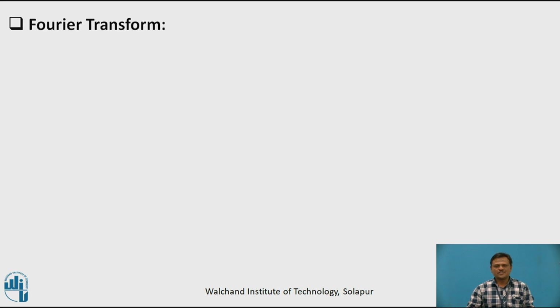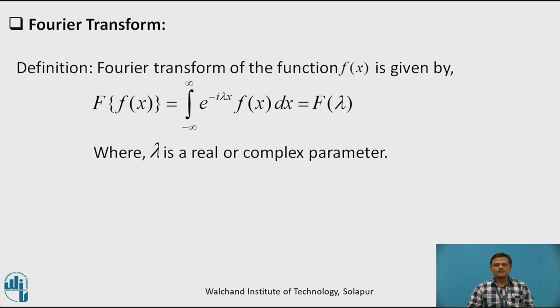Now let's go to the definition of Fourier transform. Fourier transform of the function f of x is given by integral from minus infinity to infinity e to the power minus I lambda x f of x dx. We use capital F of lambda notation to denote Fourier transform of the given function, where lambda is a real or complex parameter. Here in this definition, the exponential function e to the power minus I lambda x is also called the kernel of the transformation.